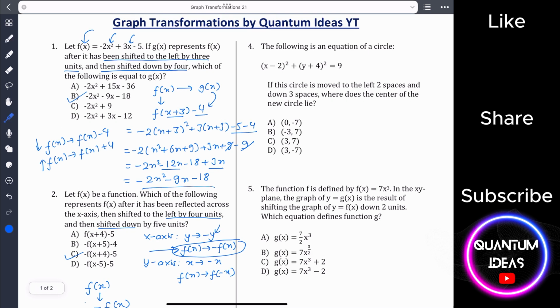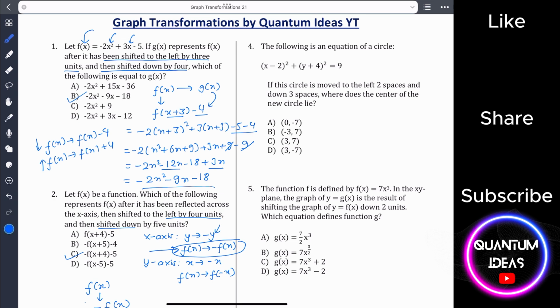Okay, there is a twist. The following is the equation of a circle: (x minus 2) whole squared plus (y plus 4) whole squared equals 9. If the circle is moved to the left 2 spaces and down 3 spaces, where does the center of the new circle lie? Now, if you try to solve the question on the basis of this theory, number 1, number 2, number 3, you will fail here miserably. Okay, why? We have to understand.